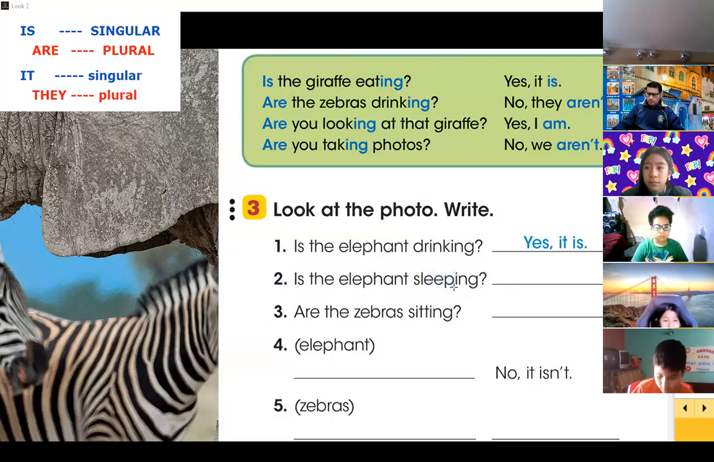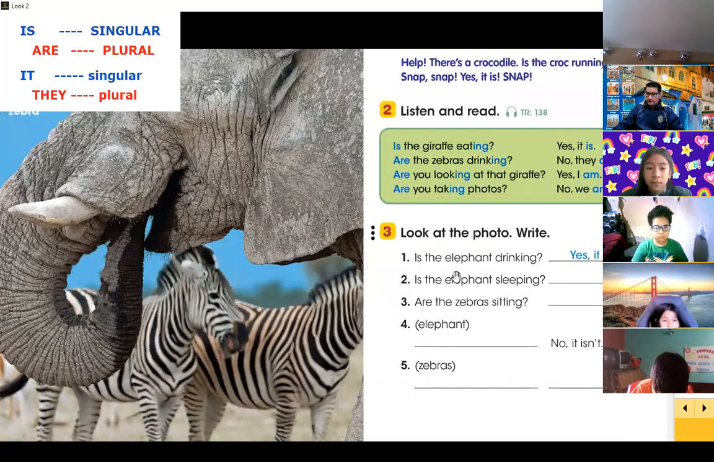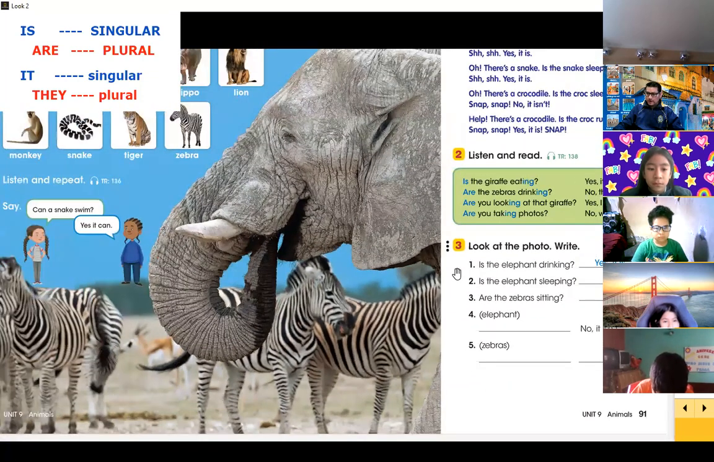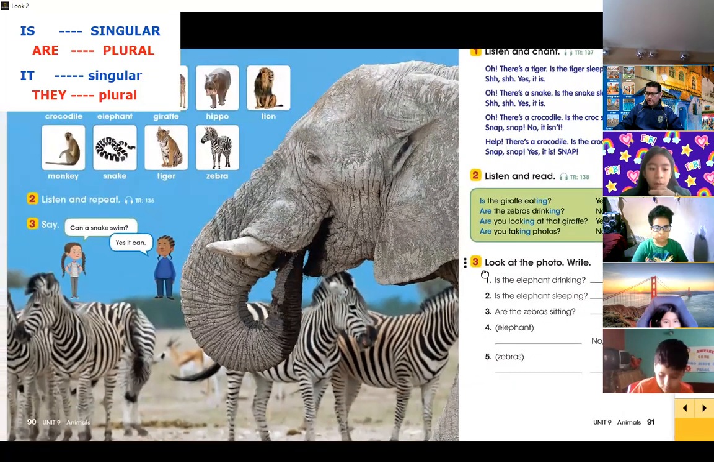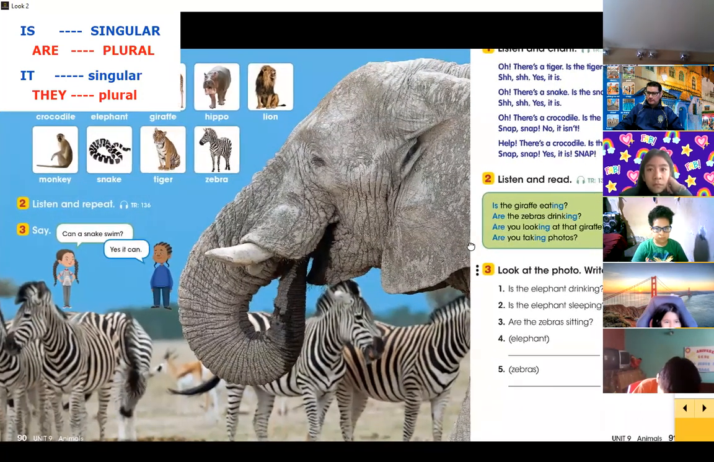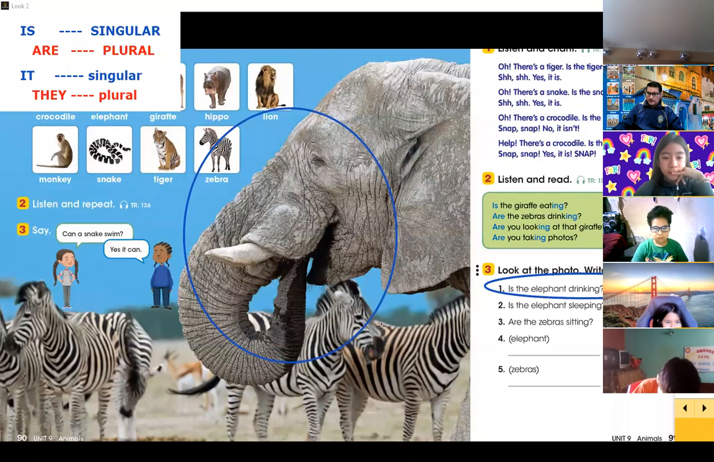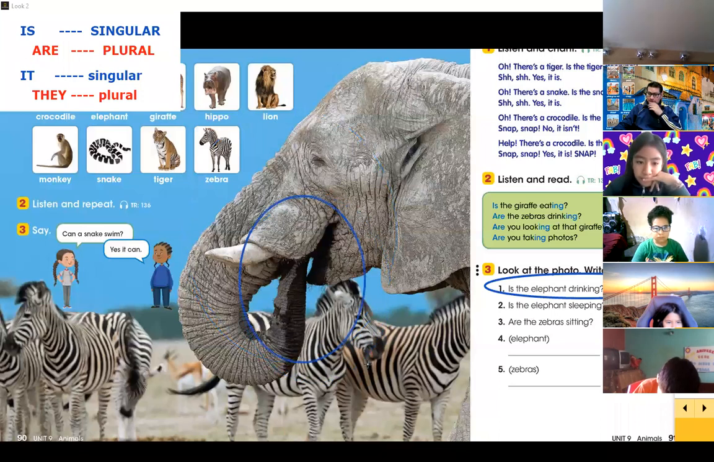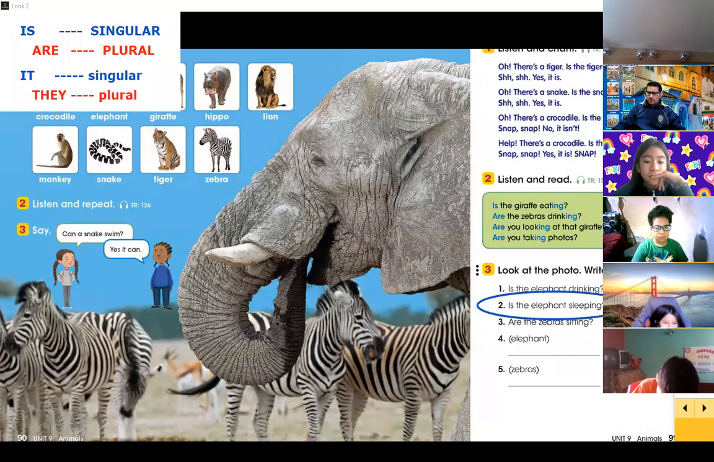Now, you have to answer this. We have to look at this part, ¿no? Vamos a ver esta photograph, ¿no? And we have to answer. For example, Fátima nos leyó este primer example, ¿no? Que preguntaba y decía, is the elephant drinking? Observamos al elefante. And definitely, right? The elephant is drinking. Está bebiendo. Yes, it is. And now, what about this question, Álvaro?